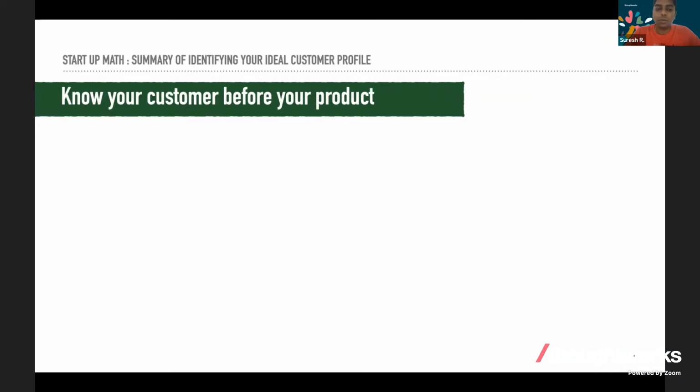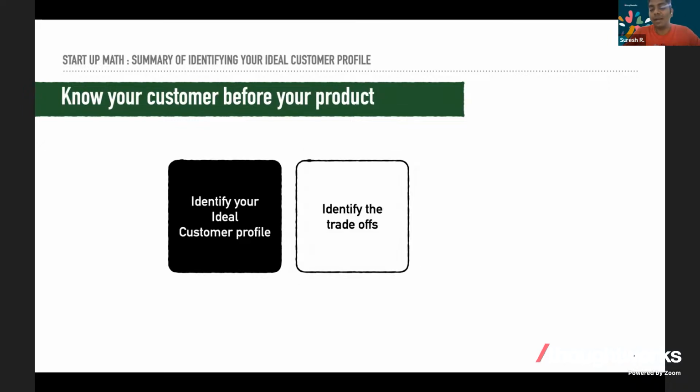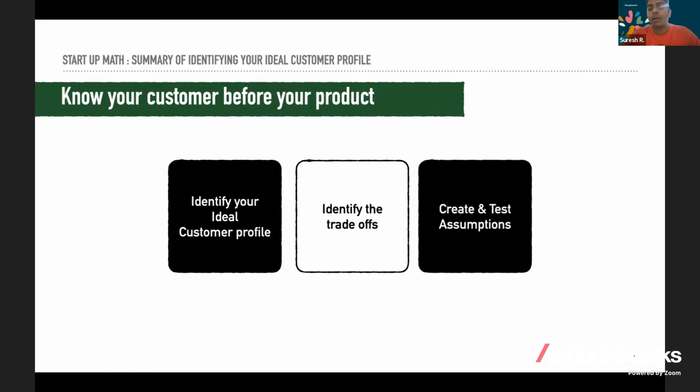Right? So to summarize what we have seen so far, know your customer before your product is what we want to target. And for that, you need to identify your ideal customer profile. Post that, you have to identify the trade-offs that the profile is willing to make for ease of use and better pricing. Third is create and test your assumptions. The first two will eventually boil down to your assumptions. So please make sure your assumptions are captured and critically validated, continuously validated throughout the product lifecycle.